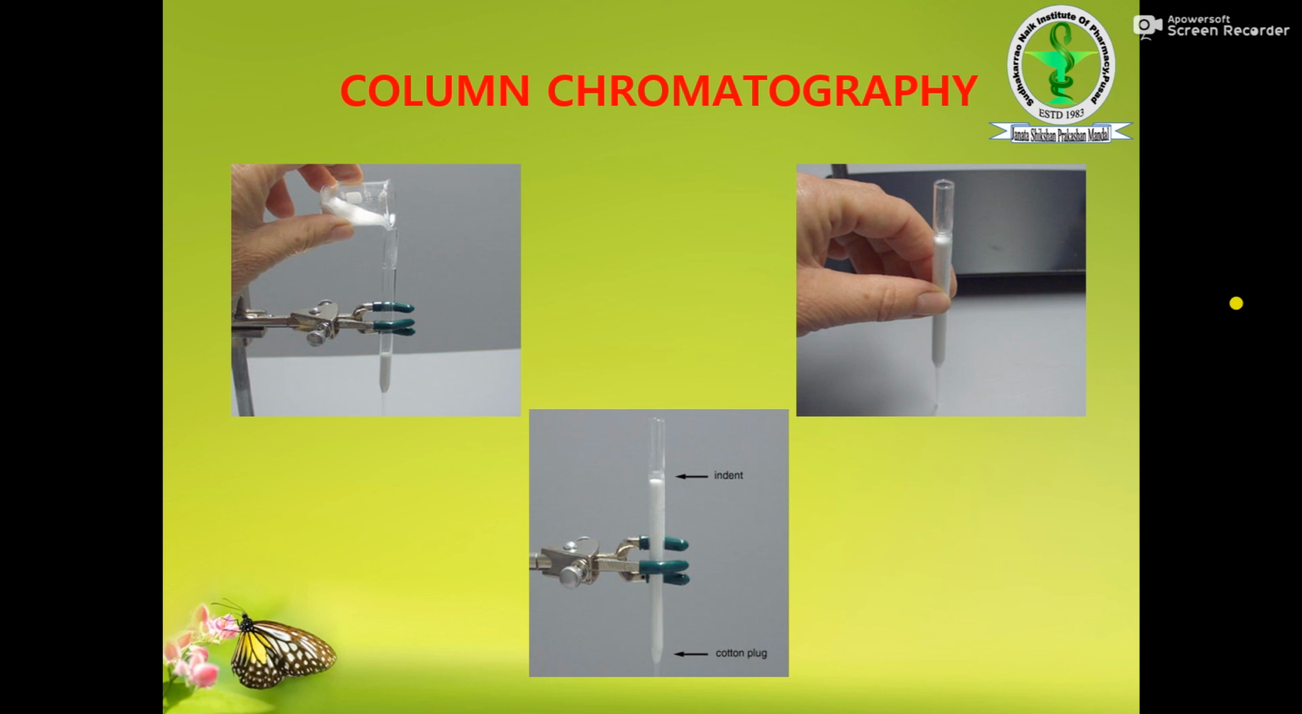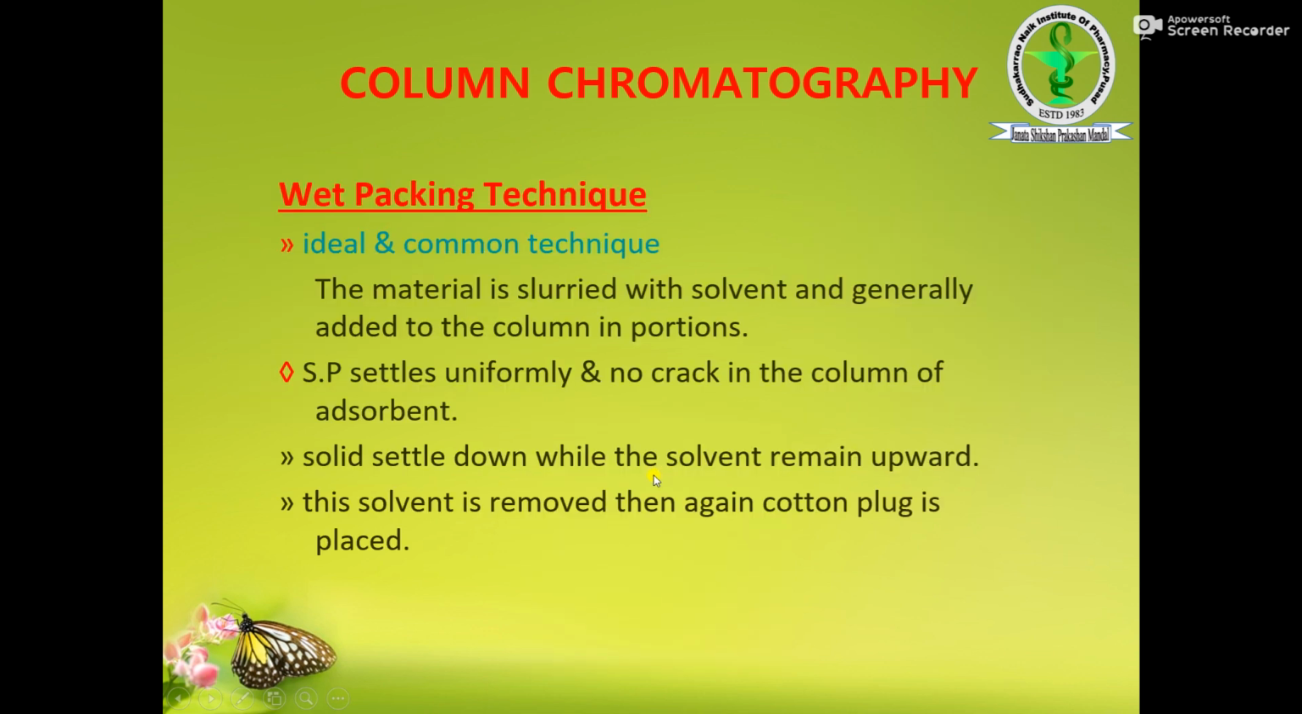Then in this diagram you can see there is addition of adsorbent. Then in this diagram, if you are able to see, here is a cotton plug, here is a cotton plug, here is a cotton plug. Then here, what is there? There is an adsorbent, and the substance that we have studied is set over here. So that is a simple diagram.